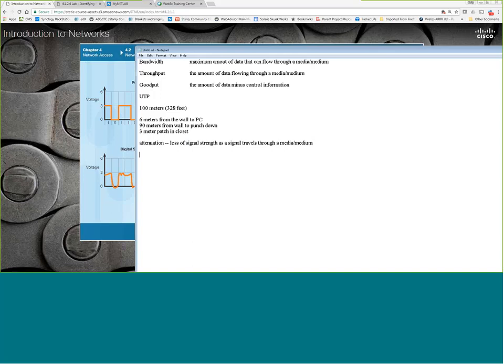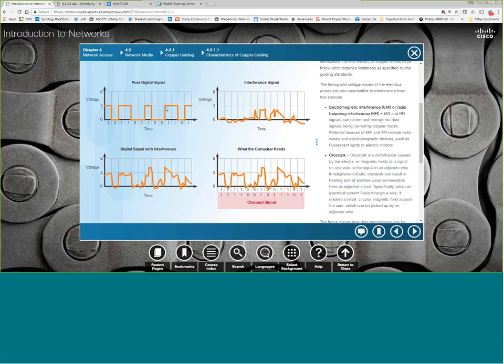The other item I want to talk just a little bit about is crosstalk, and that's signal overflow from adjacent wires. We'll talk about that with unshielded twisted pair cabling. Here's an example of a pure digital signal. Here's an interference signal, and then when those two come together, you get a changed signal. In other words, what should have been a 0 is a 1 now because of the registered voltage.